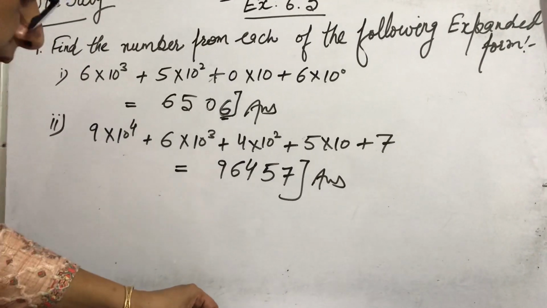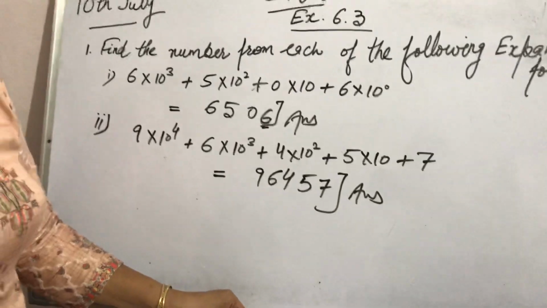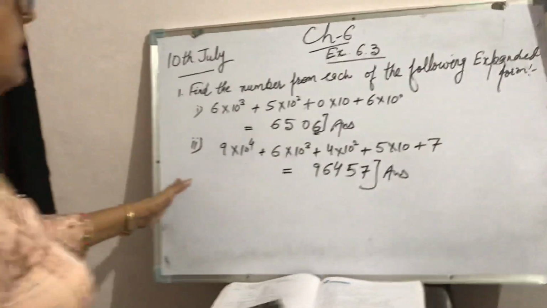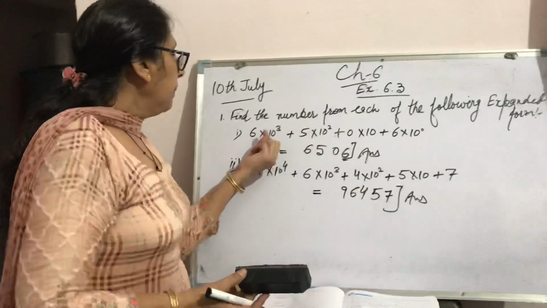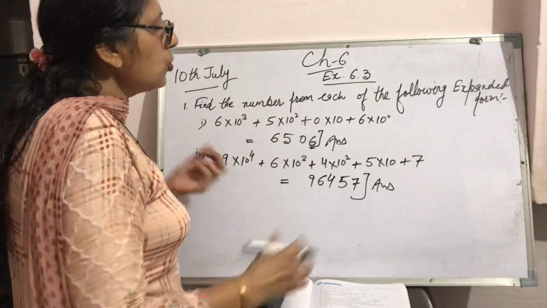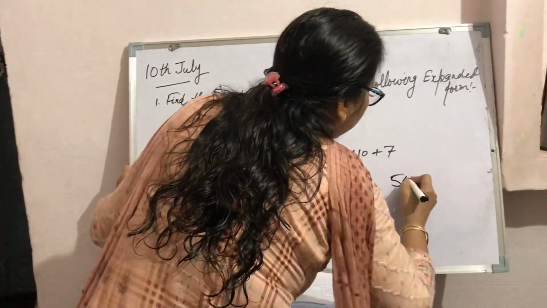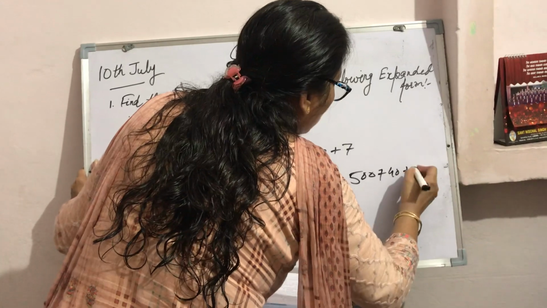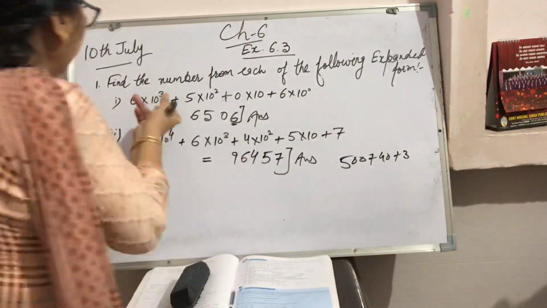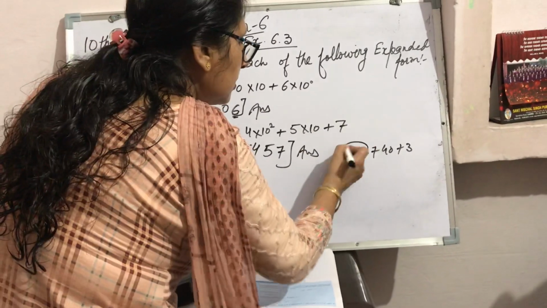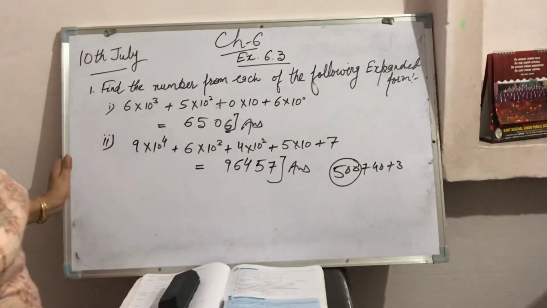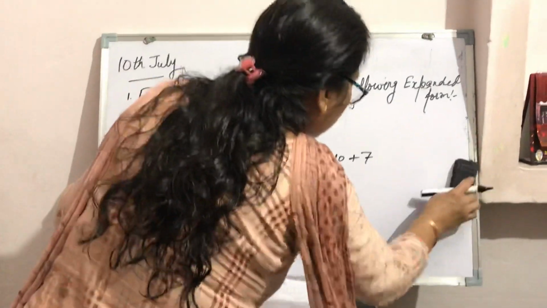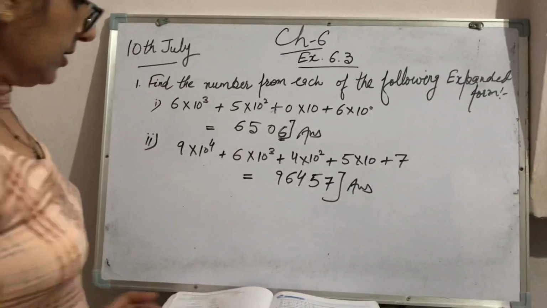So the next 2 parts you can do yourself. Very simple. I think you have already done them. In previous classes you have done it in this way: 500 plus 40 plus 3. But here it is very easy, 100 is converted into 10 raised to power 2. So the next 2 parts you will do yourself.